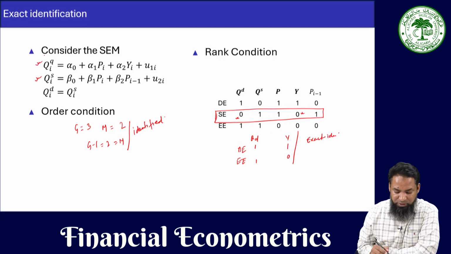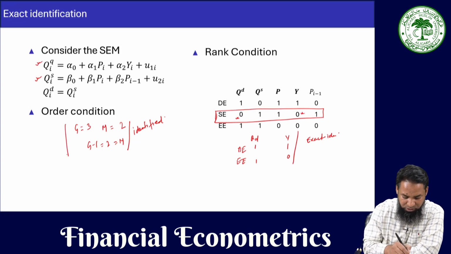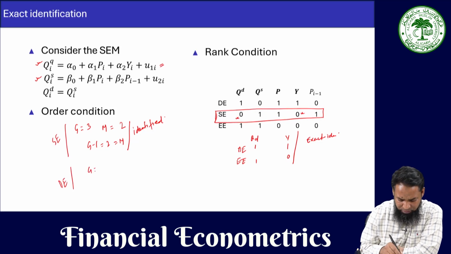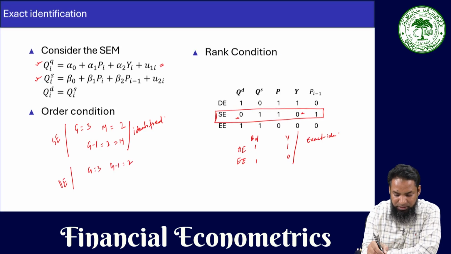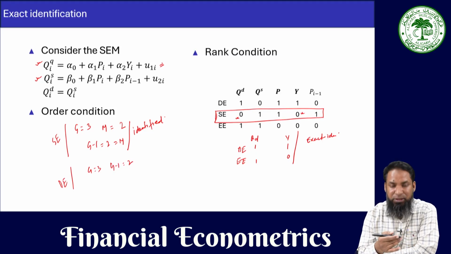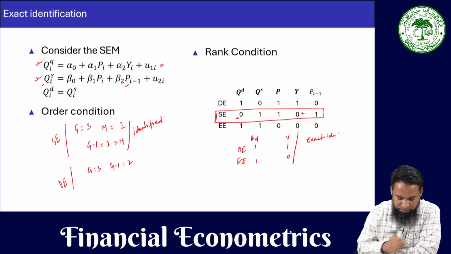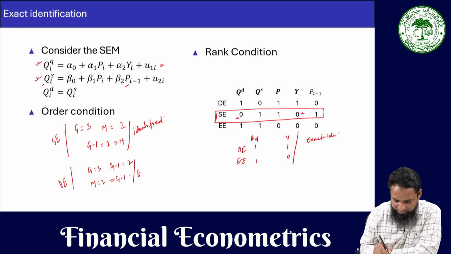Now let us take the demand equation here. This was the supply equation, so let us take the demand equation. Again, G is equal to 3 and G minus 1 is equal to 2. In this case, how many are missing, that is, the value of M? The missing ones are the lag endogenous variable and the quantity supplied. So here M is equal to 2, which is equal to G minus 1. So again, it is exactly identified.